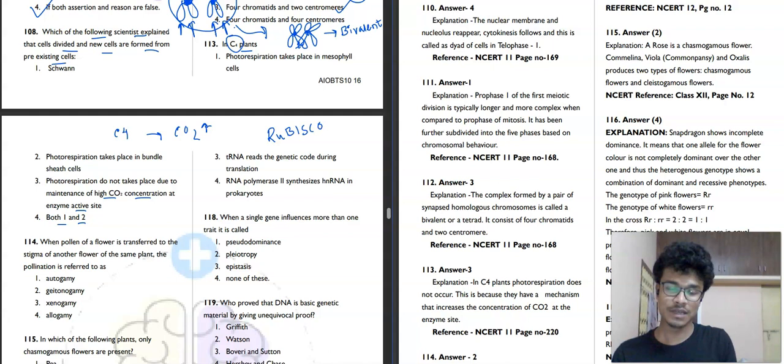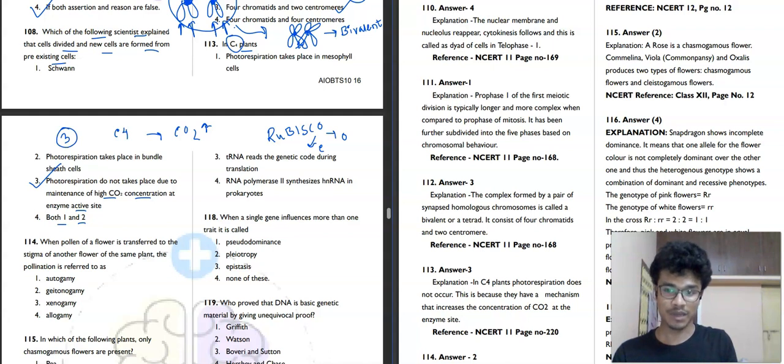And we know that these enzymes have 2 types of activity. One is carboxylase, one is oxygenase. In C4 plants, it ought to be carboxylase activity, and that's why photorespiration does not take place due to maintenance of high CO2 at the enzyme active site. The third option will be our correct answer for this question.